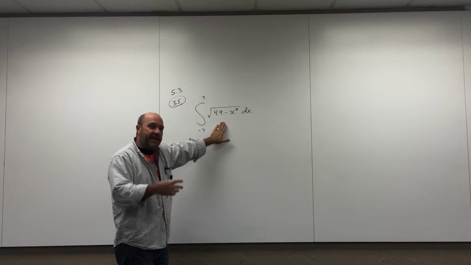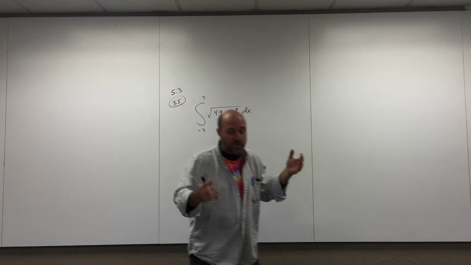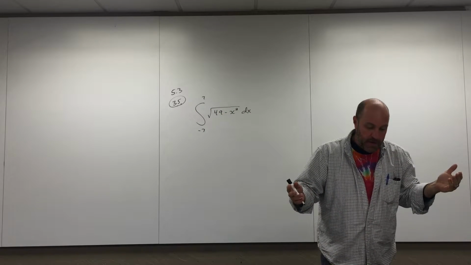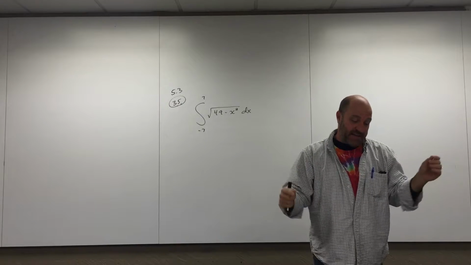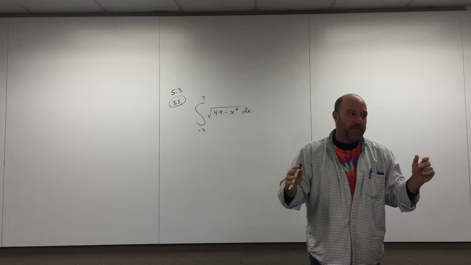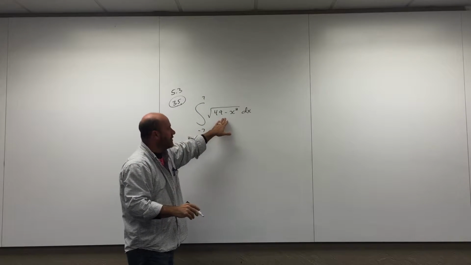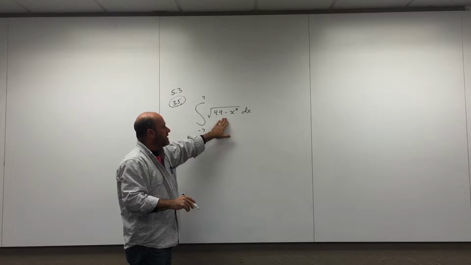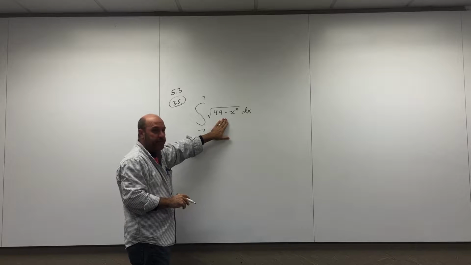But in 5.3, they're not asking me how to do it. Well, here's what they're asking me. Sketch the region whose area is given. And then it says they do want you to do it using geometry. So you're not going to do it doing an integral because you can't; this antiderivative is tricky, so I can't do it.